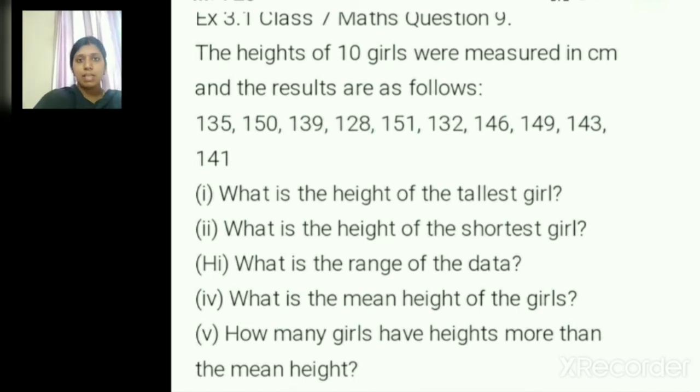Next, fourth subdivision, what is the mean height of the girls? So mean height means we have to add all the heights given, divided by the number of girls, so 10. Okay, and fifth subdivision, how many girls have height more than the mean height? So after finding the mean we will get one answer, no? That answer we will compare with the given heights. So we have to look into the mean and the heights given and answer that question. Clear, children?